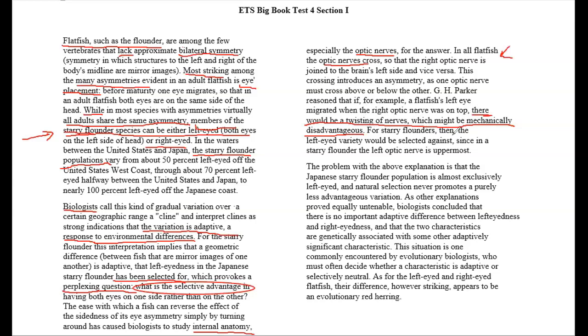For starry flounders, then the left-eyed variety would be selected against, since in a starry flounder, the left optic nerve is uppermost. So in this line, the passage is saying that this disadvantage of a possible twisting of nerves is possible in the starry flounders also. All right. So now let's read ahead. The problem with the above explanation.